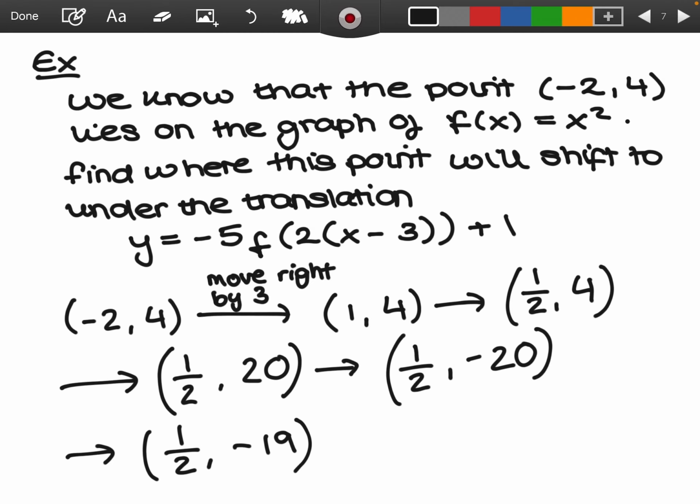First thing I dealt with was dealing with that stretch by a factor of 5 in the vertical direction. Then I dealt with the negative, which flipped it in the x-axis. And then I added 1 and shifted everything up by 1 unit. And this is where that point goes to.